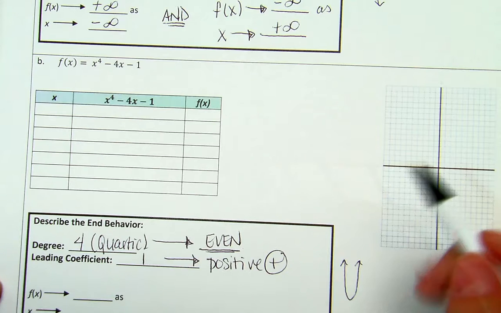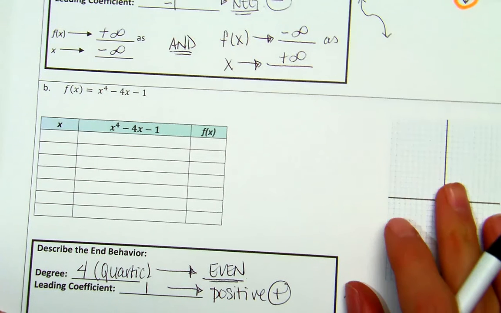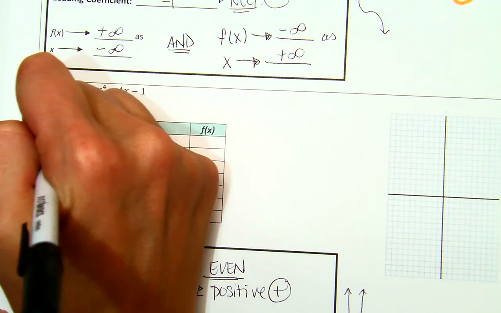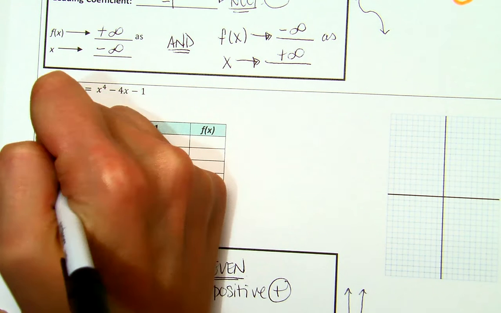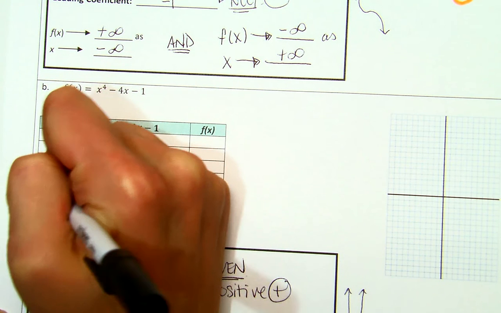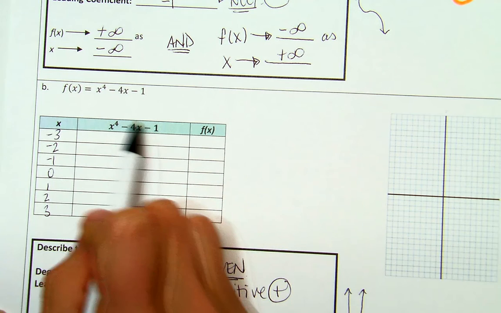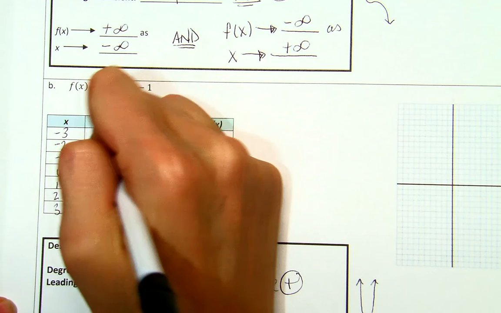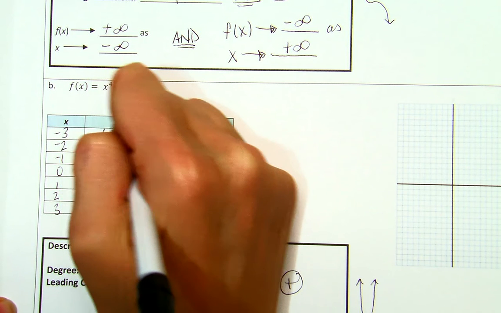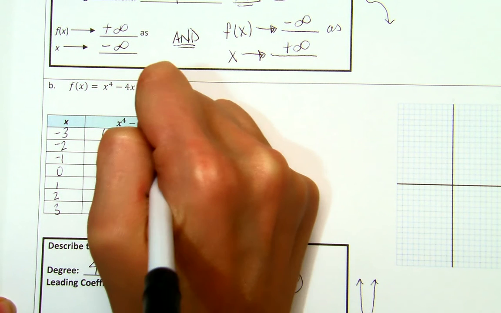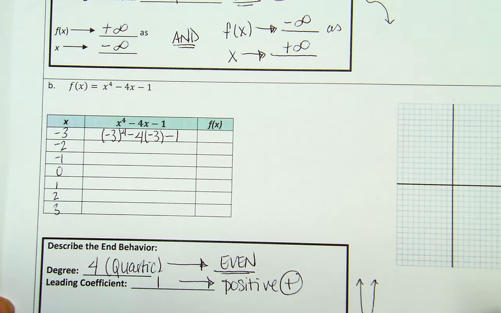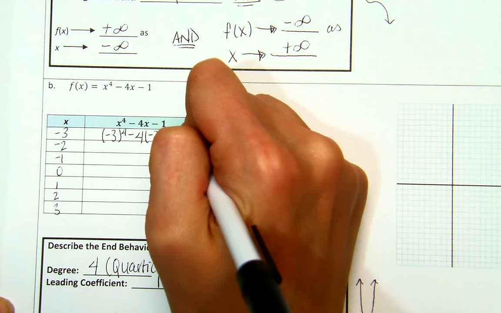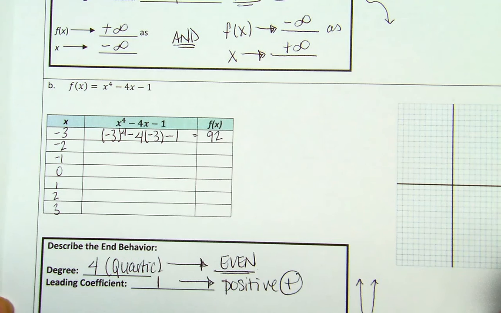So let's plug in some numbers. Still, my domain is -3 to +3. So we start off with the smallest number first, and we plug them into our equation: -3, -2, -1, 0, 1, 2, and 3. So I get (-3) to the 4th power minus 4 times -3 minus 1. And if I crunch those numbers, I get 92.